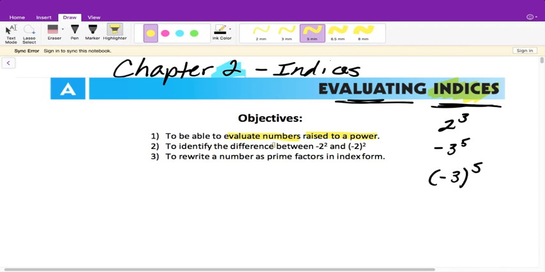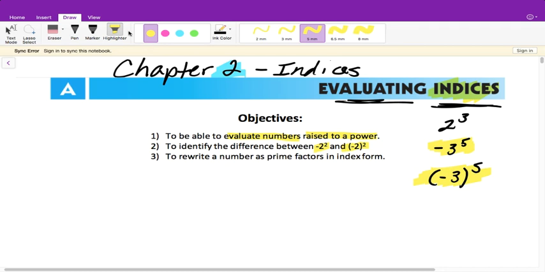Your second thing is you're going to have to know the difference between when we have -2 squared or (-2) squared, when one is in parentheses and one is not in parentheses. The same thing here: what is the difference between this -3 to the fifth power and this (-3) to the fifth power? It's very important that you understand the difference between those.